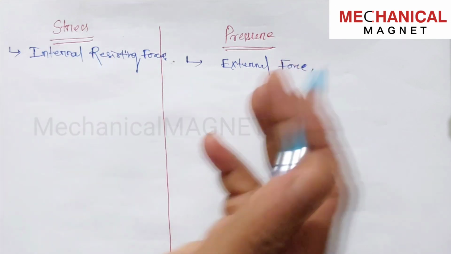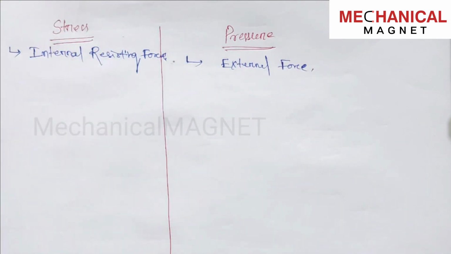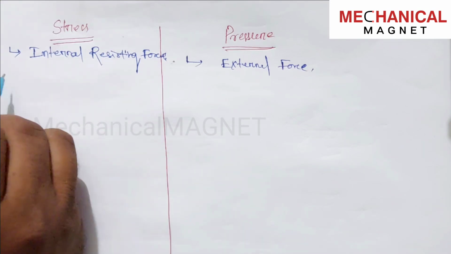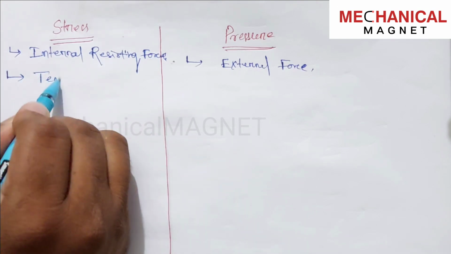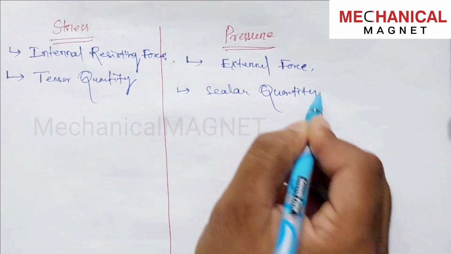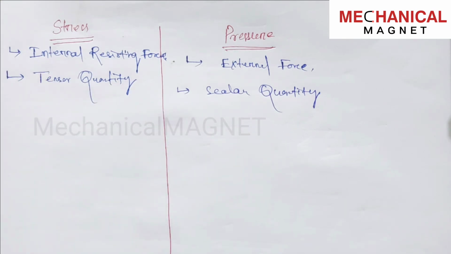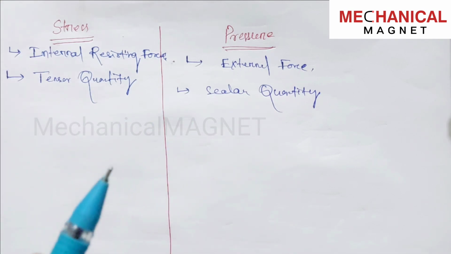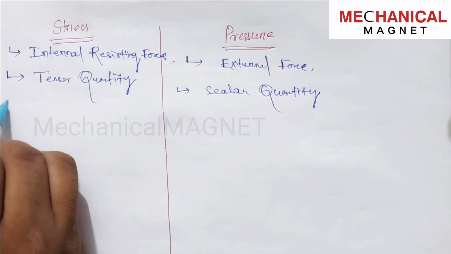Stress is the internal resisting force. You have to remember, in the previous class we discussed stress and what the internal resisting force is; you can go back and see that video. Another point: stress is a tensor quantity and pressure is a scalar quantity. If someone asks what a tensor quantity and a scalar quantity are, you can visit my YouTube channel. Here you just have to know the difference between stress and pressure. Just remember the points.